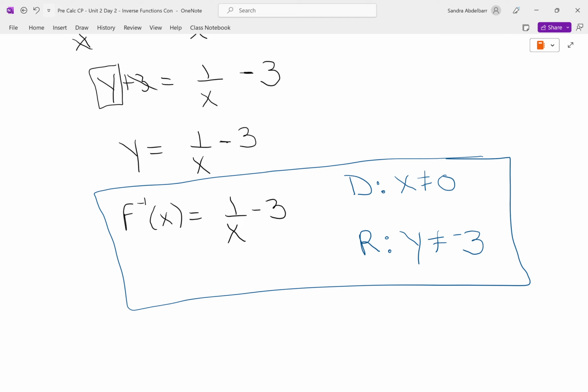Any questions before I step it up and make it a little harder? Yes? Basically, the goal is just to isolate the y. We don't really have to do anything to the other side once we have the y by itself. Yep.